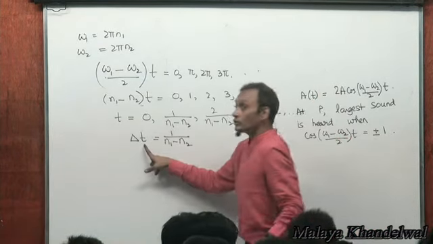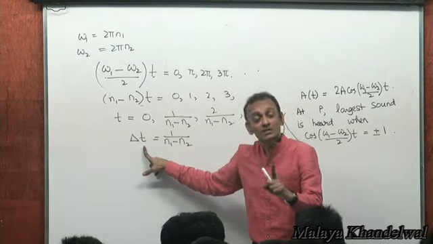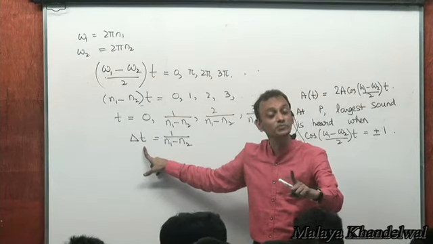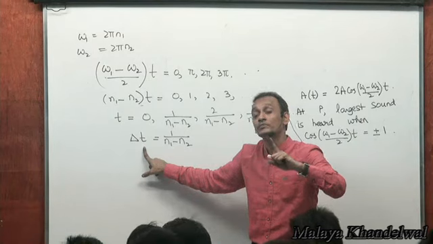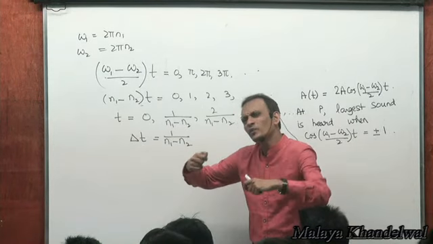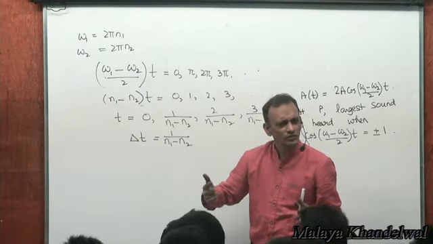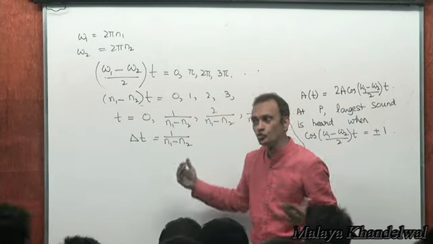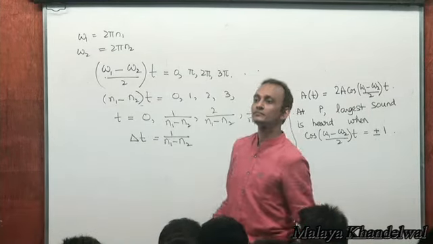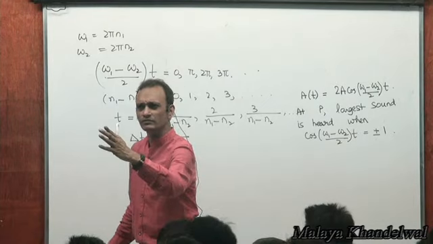So, you will hear large sounds at successive intervals because of this kind of superimposition at a given point when the frequencies are different. Frequencies are N1 and N2 of the two superimposing disturbances. Clear?